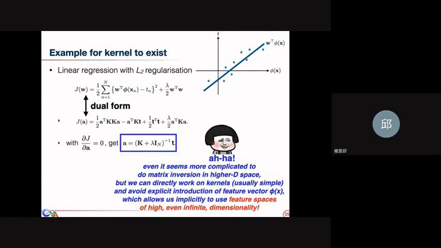Again, let's check this analytic form for this variable A. It is defined based on the Gram matrix plus lambda times the identity matrix, do the inverse, and times this vector t. Even though it seems a little complicated to do the matrix inversion in high dimensional space, we can directly work on kernels.